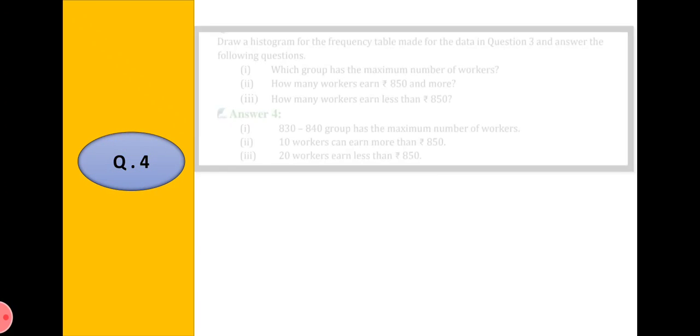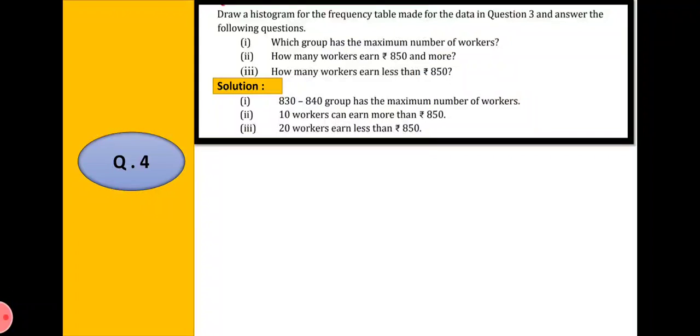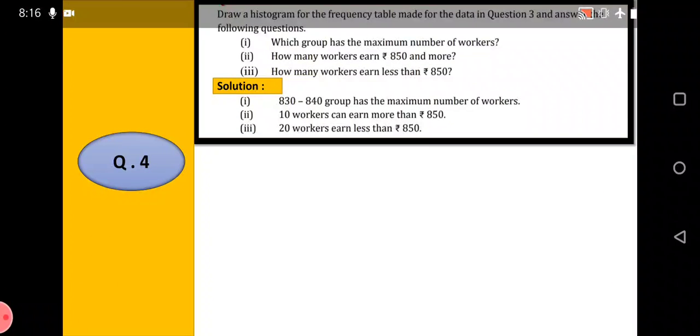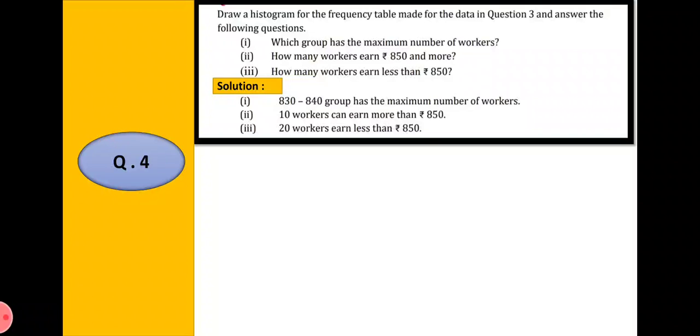Next, question number 4. Draw a histogram for the frequency table made for the data in question 3 and answer the following questions. Which group has the maximum number of workers? How many workers earn rupees 850 and more? And third, how many workers earn less than rupees 850? Now, the frequency table which we have made in question number 3, using this we have to answer these questions.